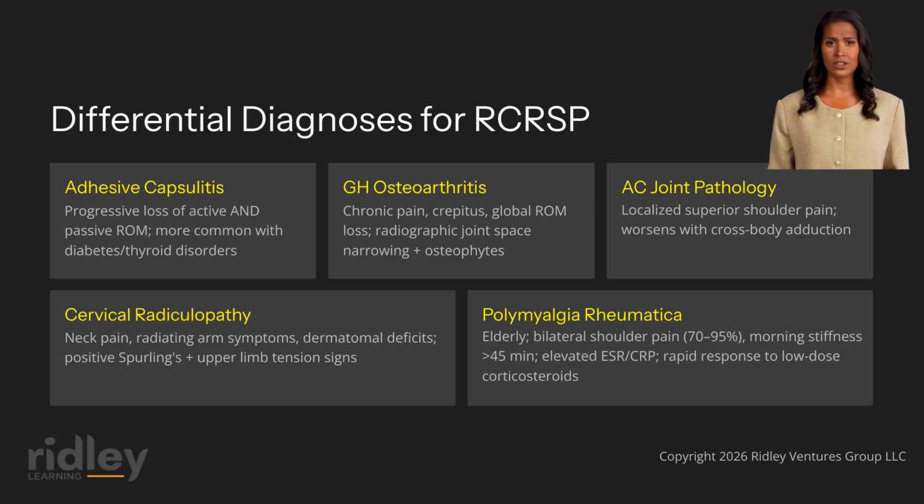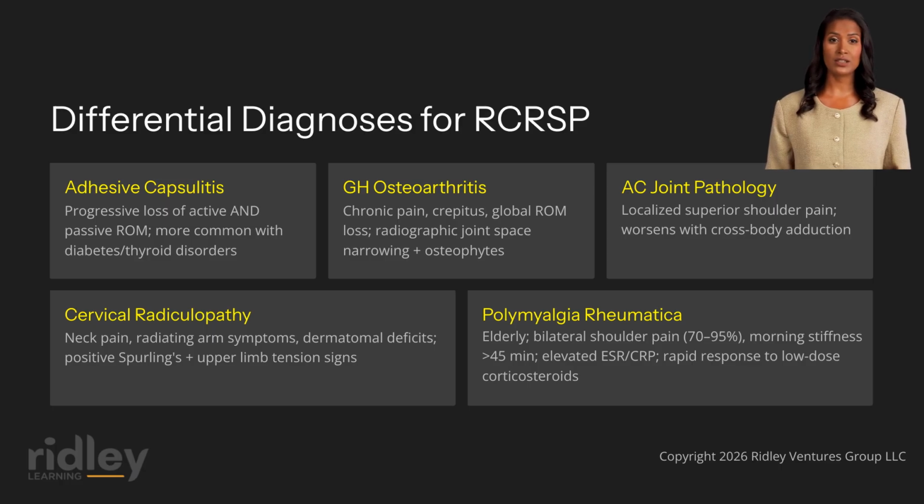Glenohumeral osteoarthritis presents with chronic shoulder pain, crepitus, and global range of motion loss, with the greatest loss in passive external rotation, confirmed radiographically by joint space narrowing and osteophyte formation. Acromioclavicular joint pathology presents with localized pain at the top of the shoulder, exacerbated by cross-body adduction and direct palpation over the AC joint, distinct from the lateral deltoid pain characteristic of rotator cuff pathology.